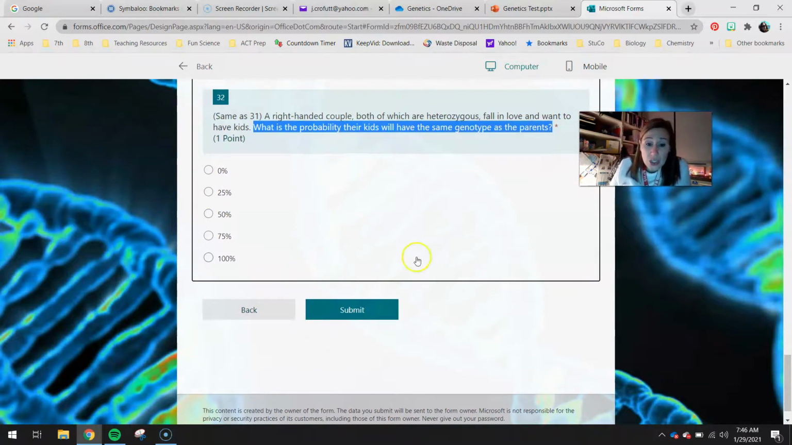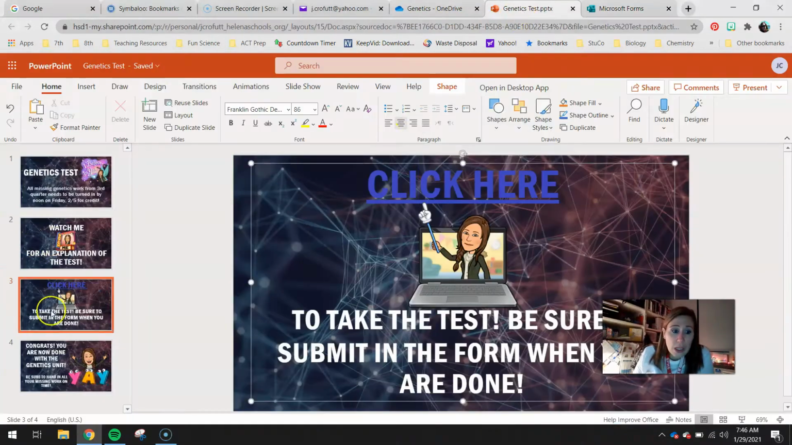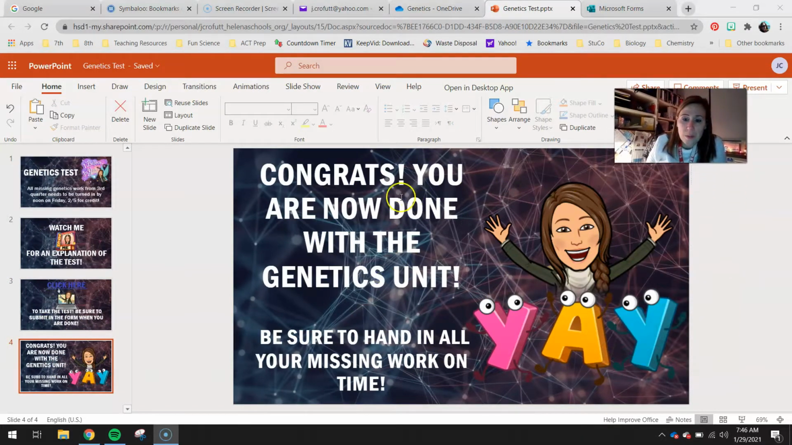When you get done, make sure you hit submit and go back into your assignment here, make sure you turn this in, but most importantly, you need to make sure you submit it in the Google form or the Microsoft form.